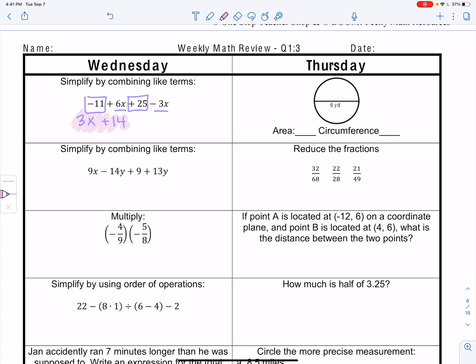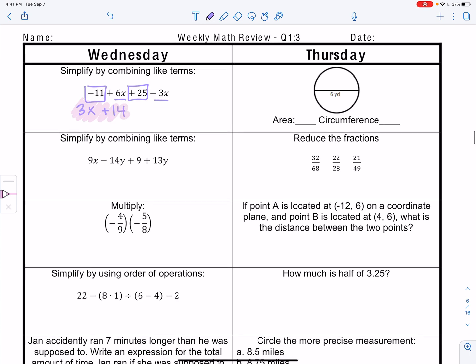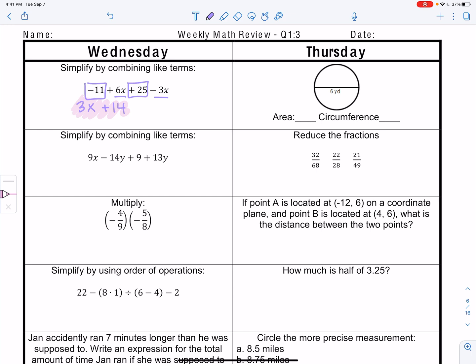Okay. And I'm going to move on to the second one. Same thing, combining like terms. So we only have one x variable term, so leave that alone. We have two of the y's, so a negative 14y and a positive 13. Negative 14 plus 13 is negative 1, and it's still a y, so I'll just leave that as negative y. And we only had one constant, so we'll leave that alone as well. And that is it for this.